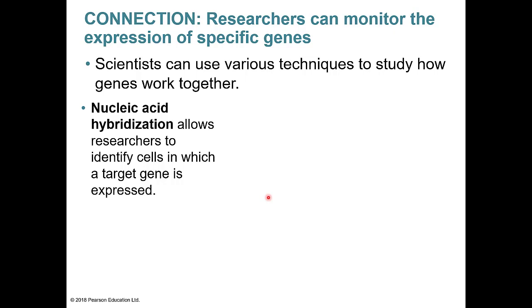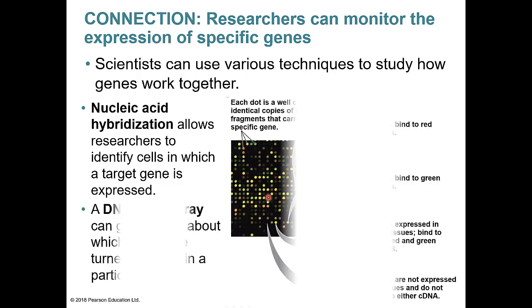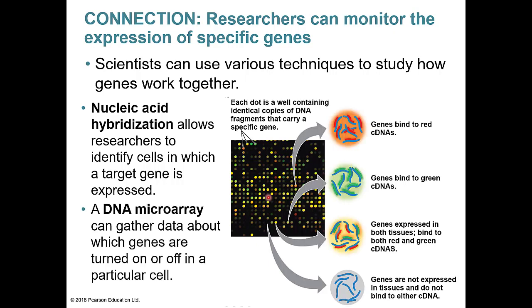So if I want to ask in what cells is this insulin gene being expressed, I can use nucleic acid hybridization to identify those cells that are expressing it. We also have something called a DNA microarray. The microarray has been huge in biotechnology because it allows us to ask within a tissue what genes are on and what genes are off.